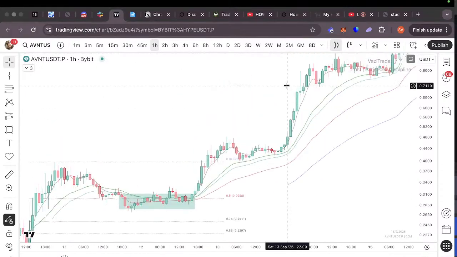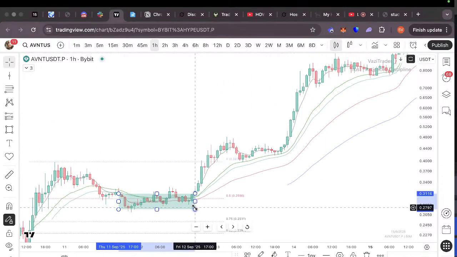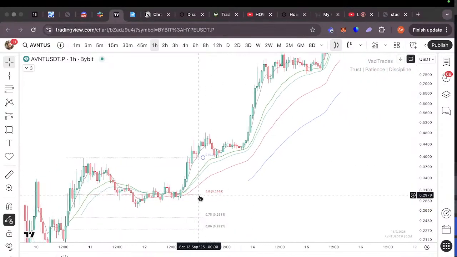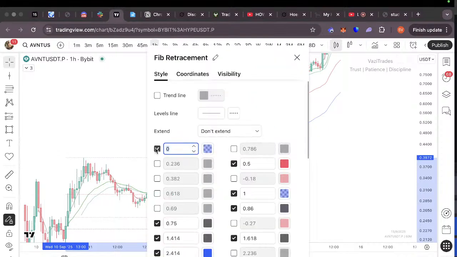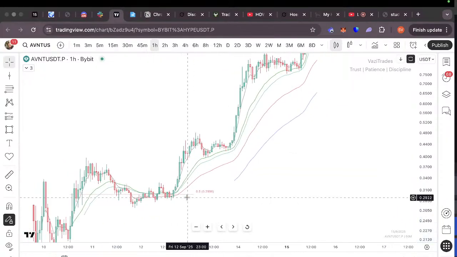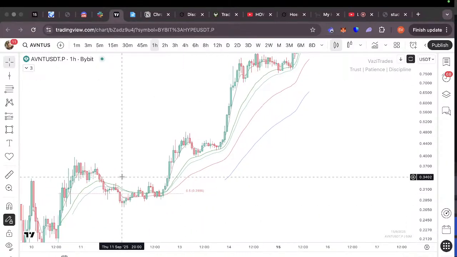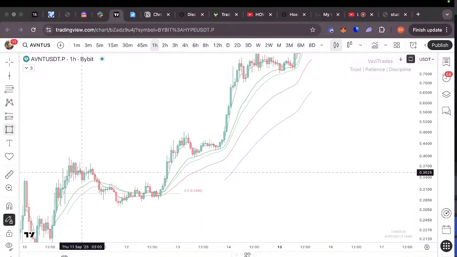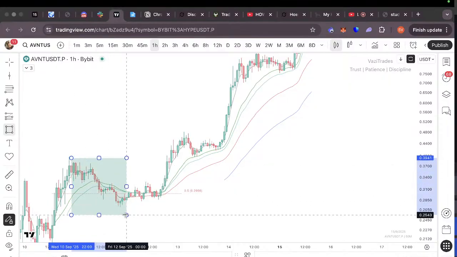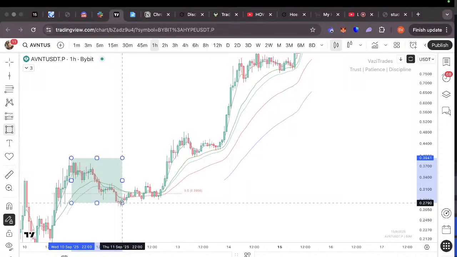It pumped so much, but we don't know where the price can go. So what do I do next? Let's say this was my buy zone. I will just leave only this level. Okay, what do I do next? So this is my buy zone. Next, I do this. I take this price action, this bearish move that Aventis did.